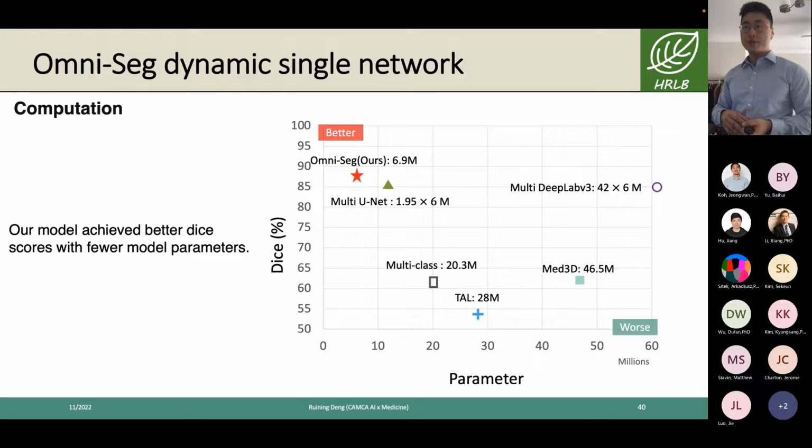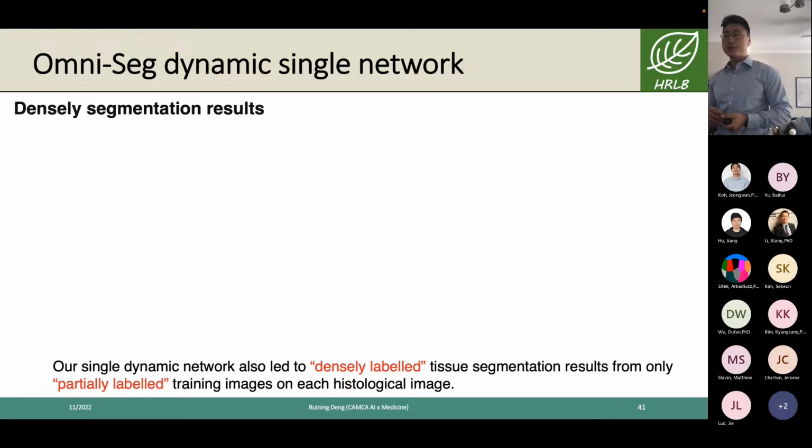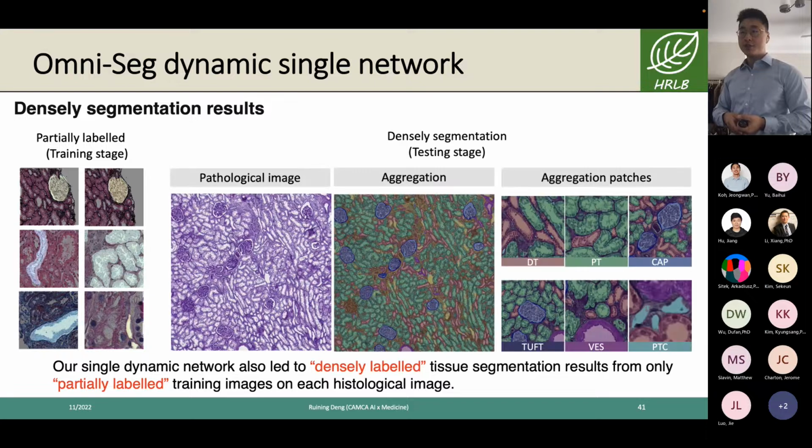And here is the comparison of computation. Our model can achieve better Dice scores with fewer model parameters. It turned out that our model can use the partial labels to train the model in the training stage and then achieve dense segmentation at the testing stage.